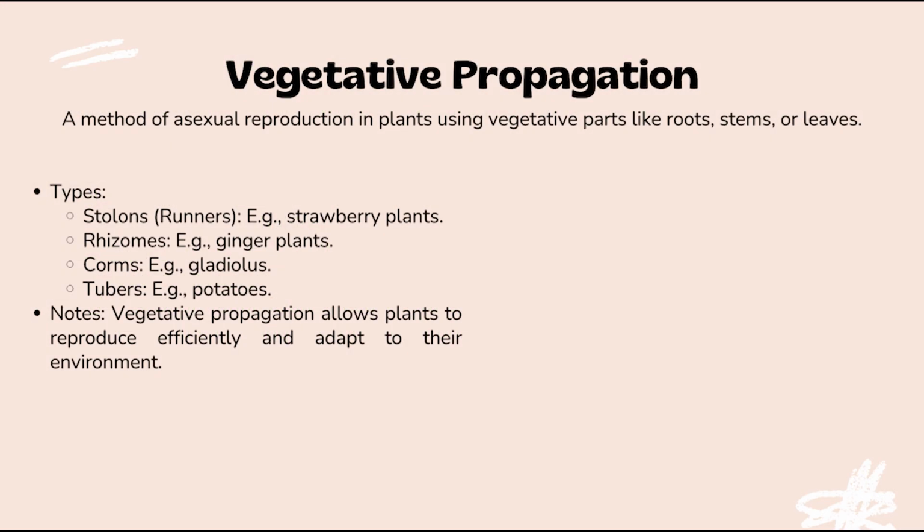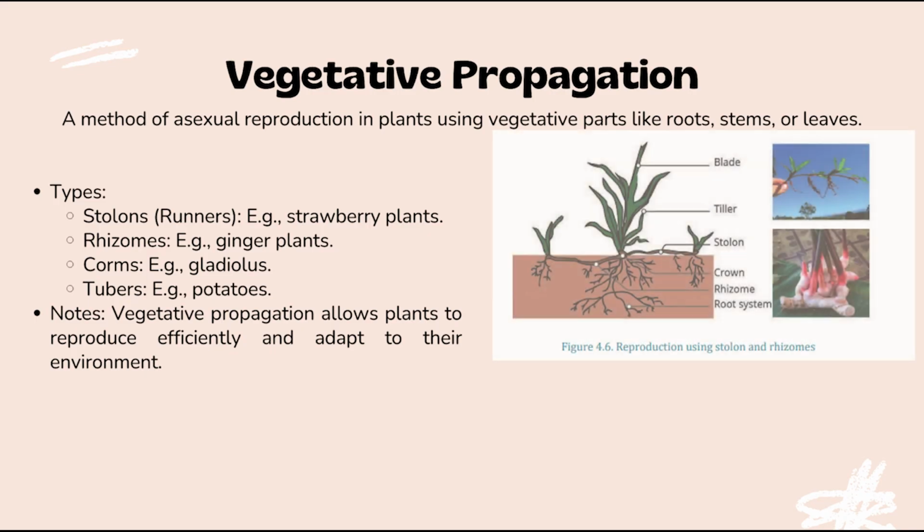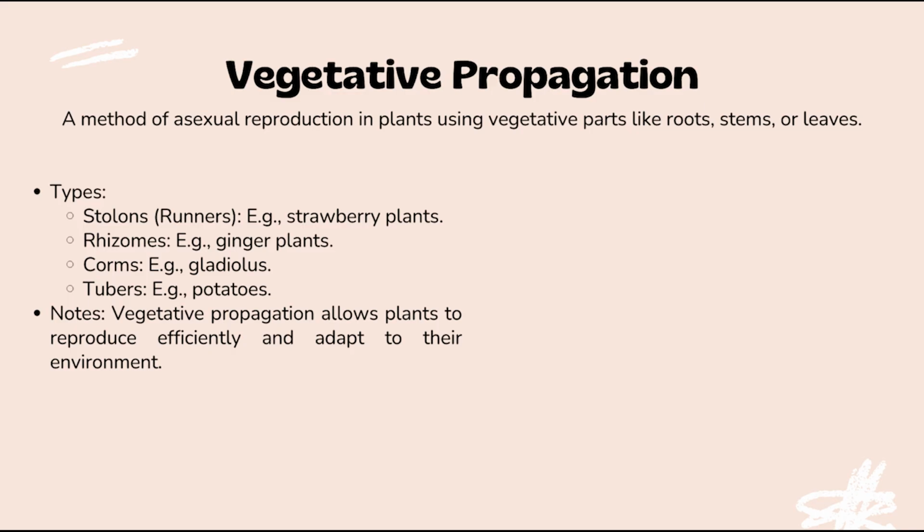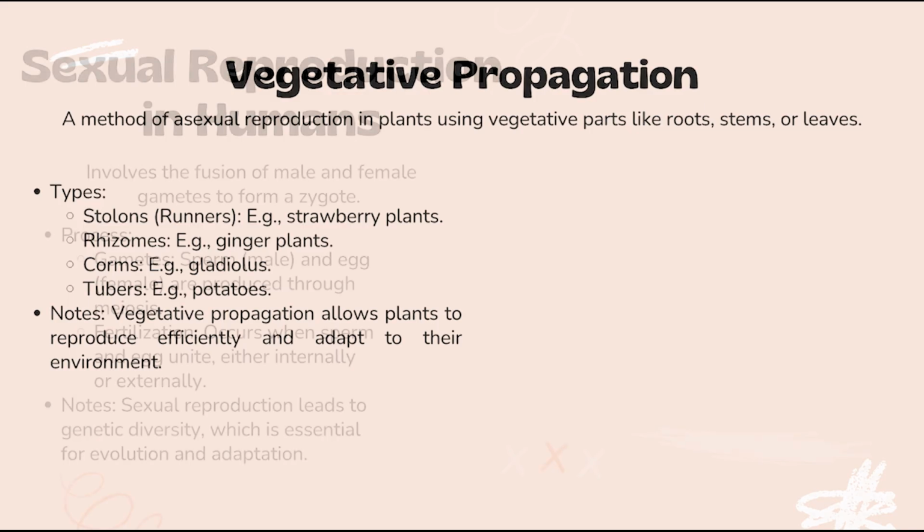Vegetative propagation. Vegetative propagation is a type of asexual reproduction in plants using parts like roots, stems, or leaves. Examples include runners in strawberries, rhizomes in ginger, tubers like potatoes, and corms like gladiolus. And this method allows reproduction and the spread of plants in a habitat.